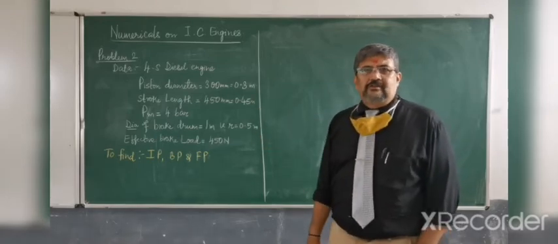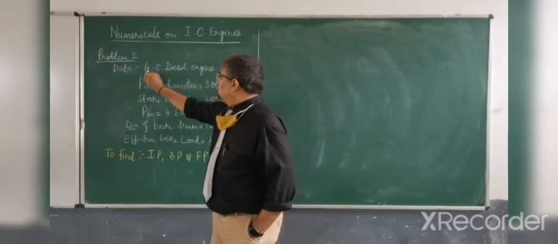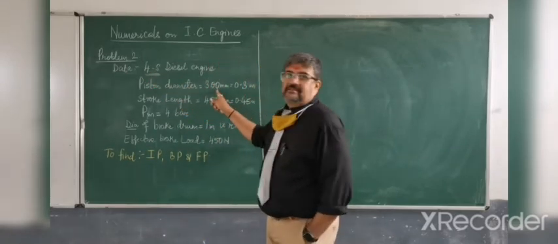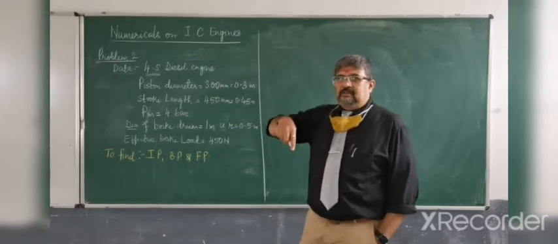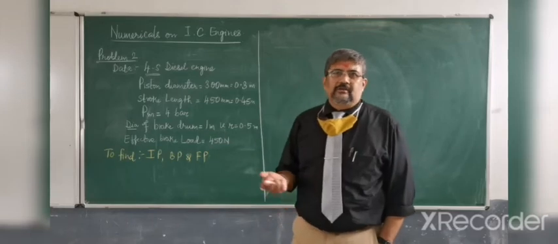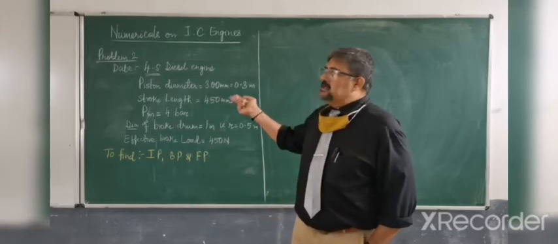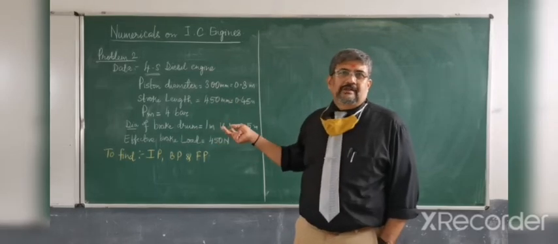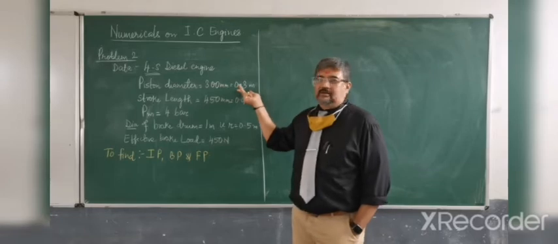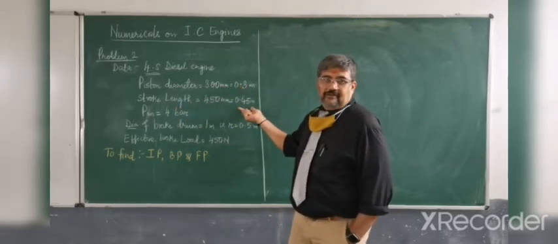So what are the values given in the numerical? First thing is it is a 4-stroke engine. Second is piston diameter is given as 300 mm. Now in the previous numerical, the values were given in centimeter, so you have to divide it by only 100 in order to get it in meters. But to convert millimeters into meters, you have to divide it by 1000. So 300 mm divided by 1000 will give you 0.3 meters. Then the stroke length is 450 mm, which is 0.45 meters.